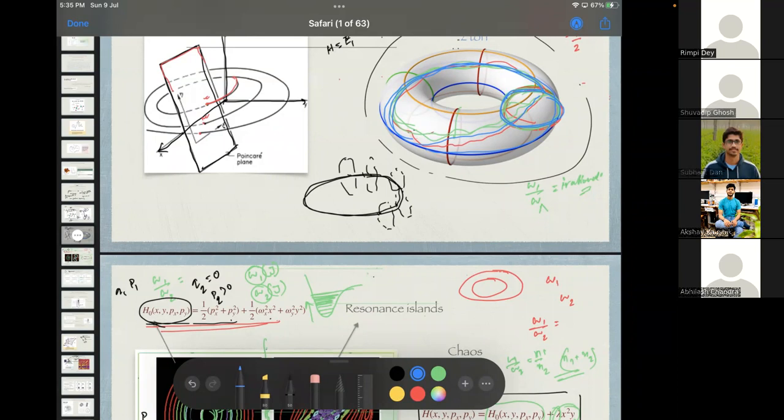So in different sections, you will see different regions. Like in one section, you will see 2 regions or 2 orbits. In another section, you will see 3 regions.